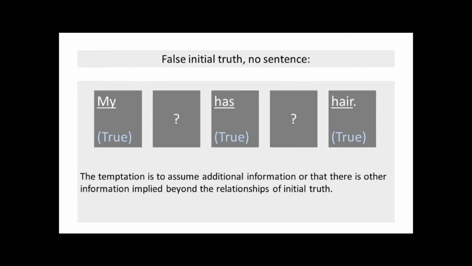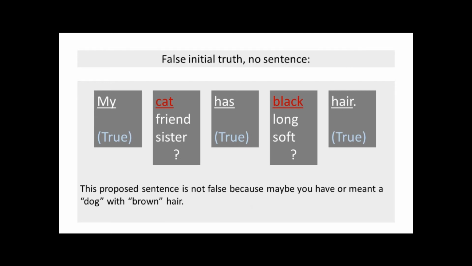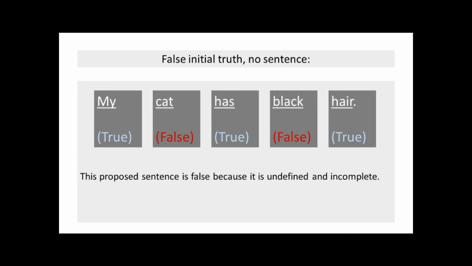The temptation is to assume additional information, or that there is other information implied beyond the relationships of initial truth. The accurate understanding is that we do not know what words were meant to be used instead of cat and black. This proposed sentence is not false because maybe you have or meant a dog with brown hair. This proposed sentence is false because it is undefined and incomplete.